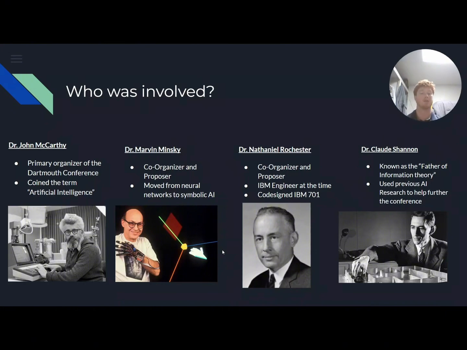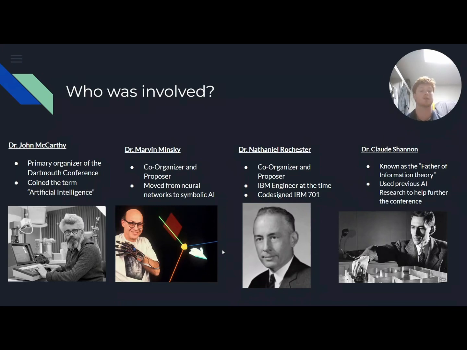And then there was Dr. Marvin Minsky, who, him and the next one I'm going to talk about, were both co-organizer and proposer for this conference. And Dr. Marvin Minsky, he moved from neural networks to start working on symbolic AI to help with this conference. And then Nathaniel Rochester is the other co-organizer and proposer, which at the time he was an IBM engineer and he helped to co-design the IBM 701, which was another very important system at the time.